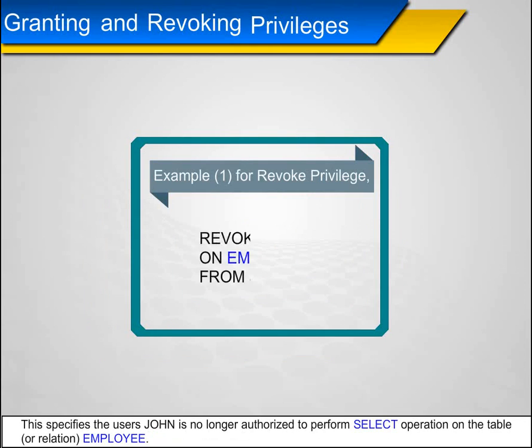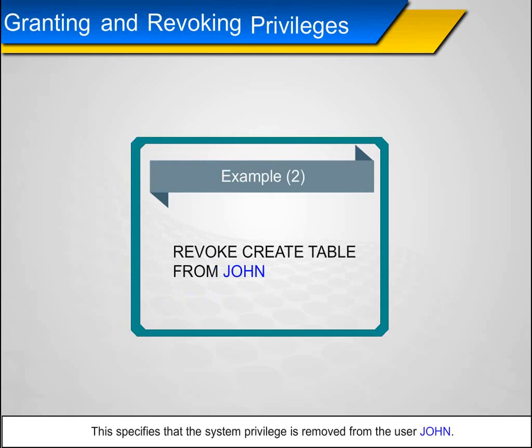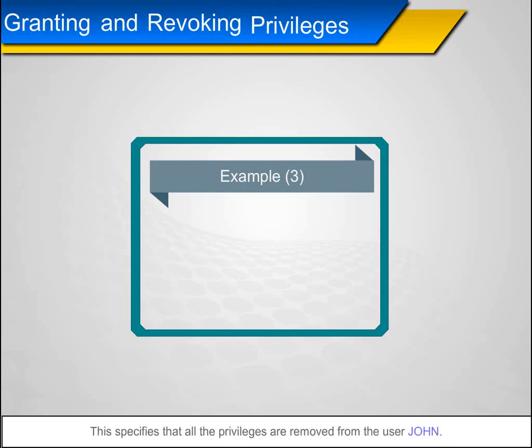Example 1 for revoke privilege. Revoke select on employee from John. This specifies the user John is no longer authorized to perform select operation on the table or relation employee. Example 2. Revoke create table from John. This specifies that the system privilege is removed from the user John.